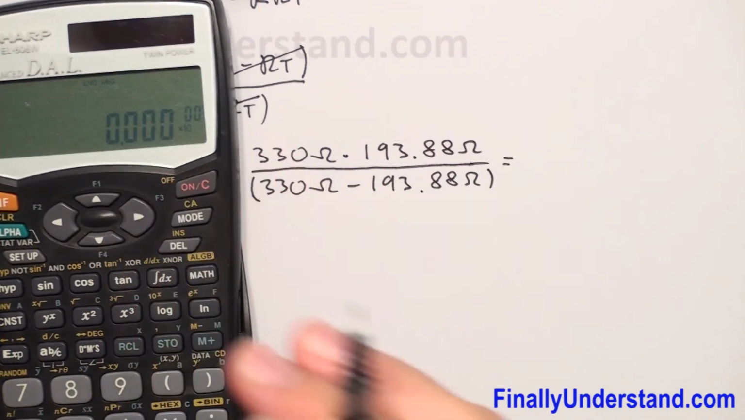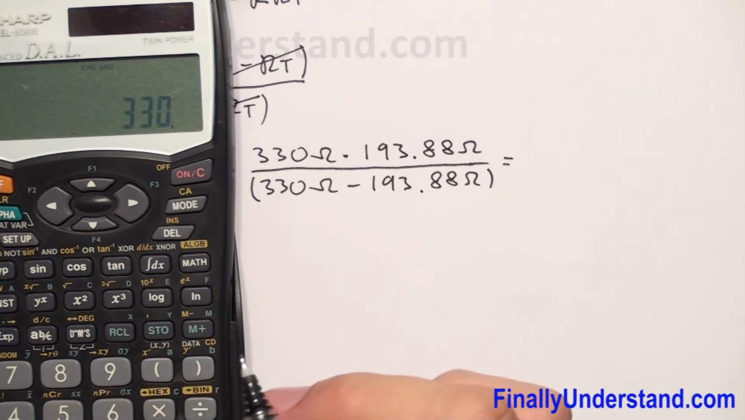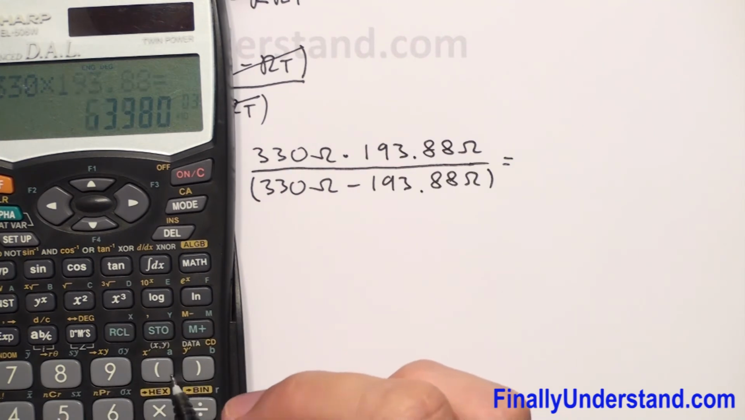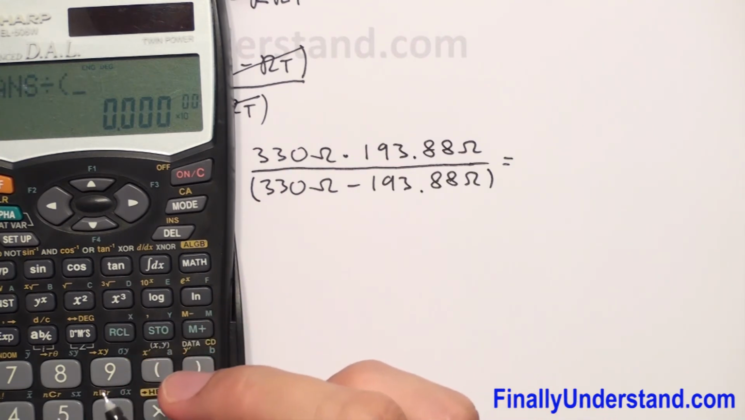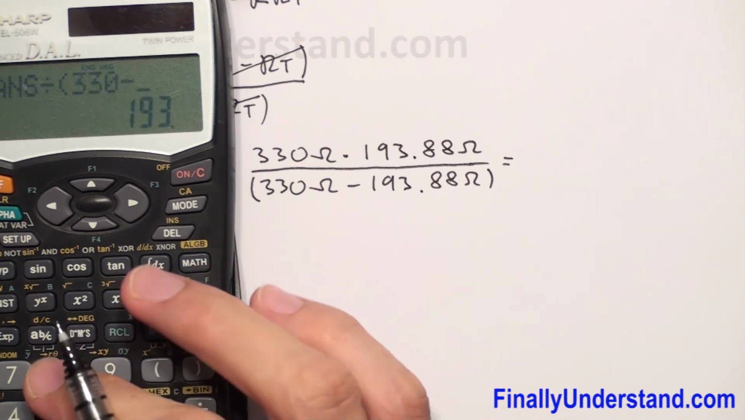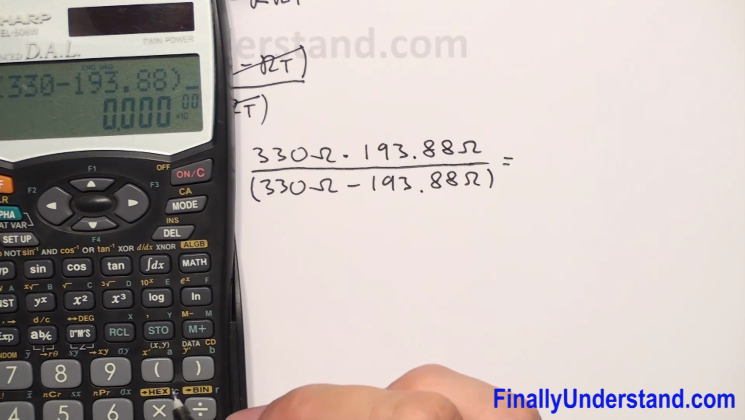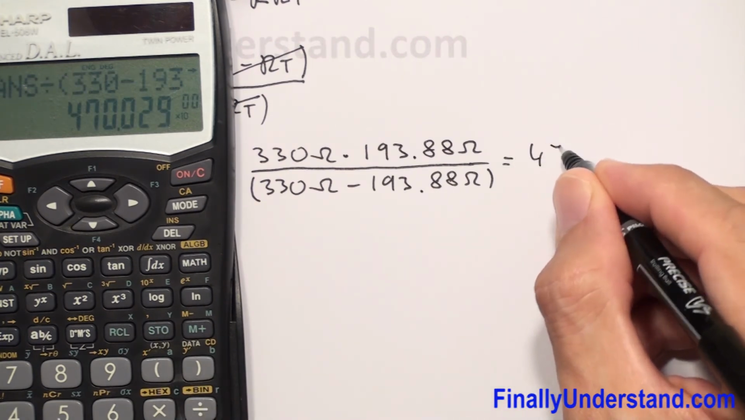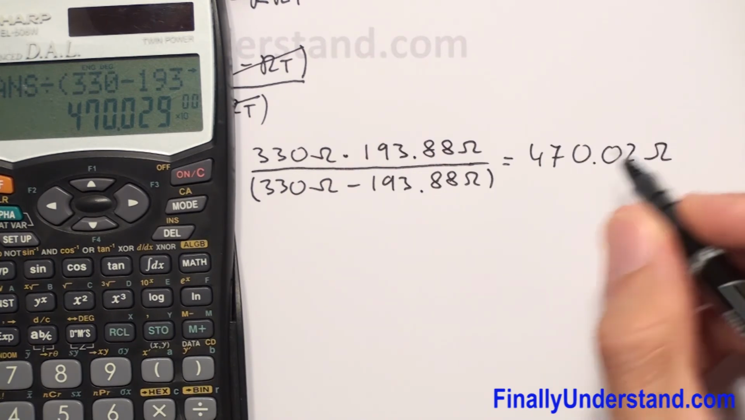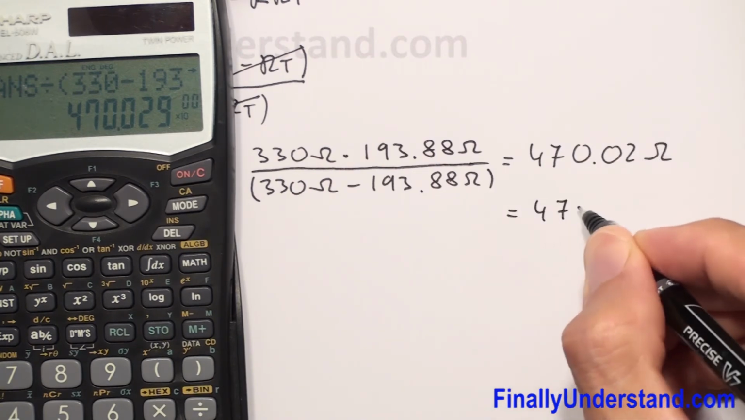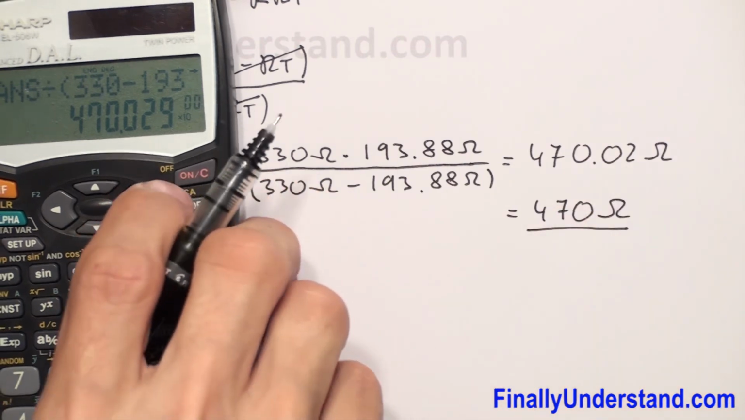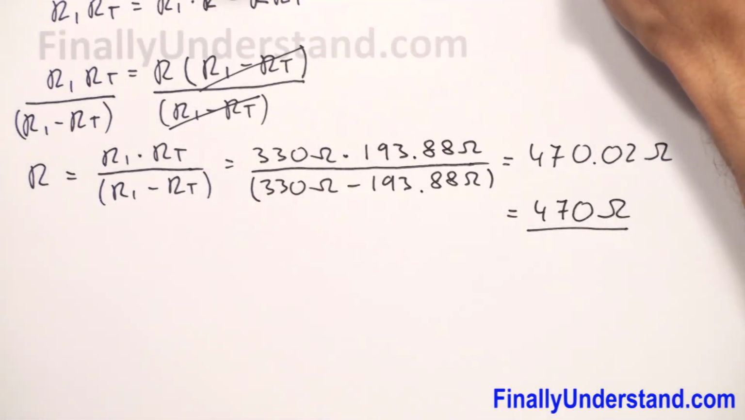This is equal, so I have 300 k times 193.88, divided by, open parenthesis, 300 k minus 193.88, close parenthesis, equals 470.02 ohms, which is simply equal to 470 ohms. So this is the value of resistor R.